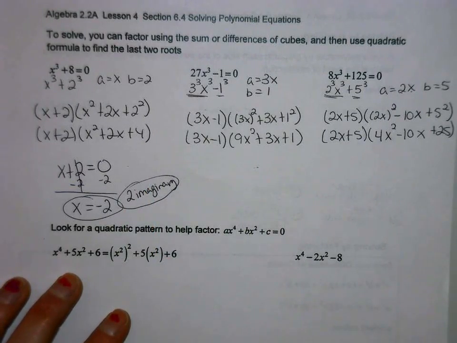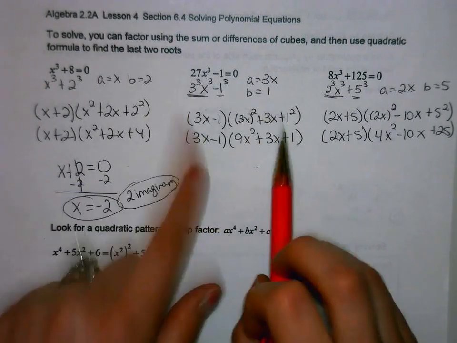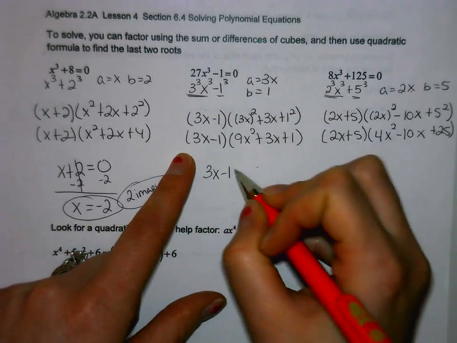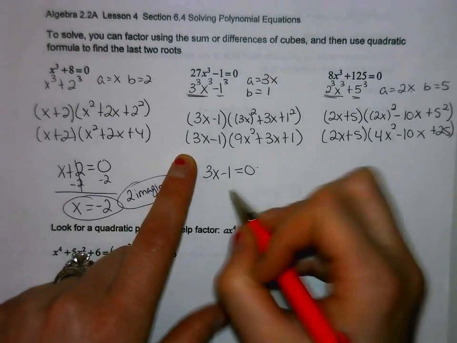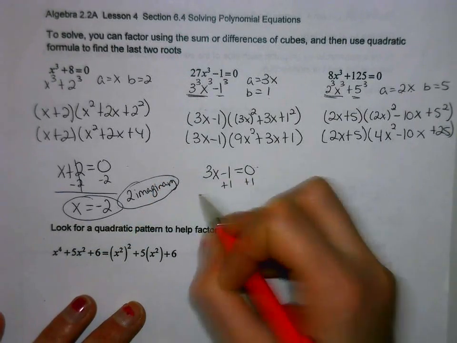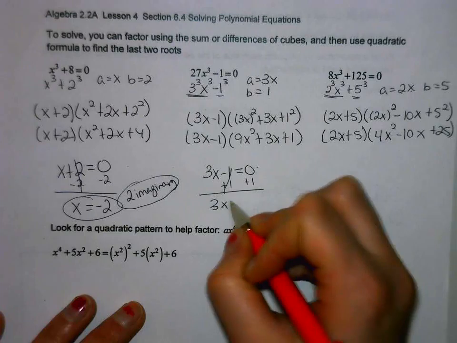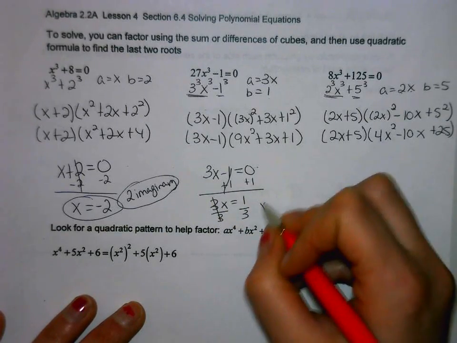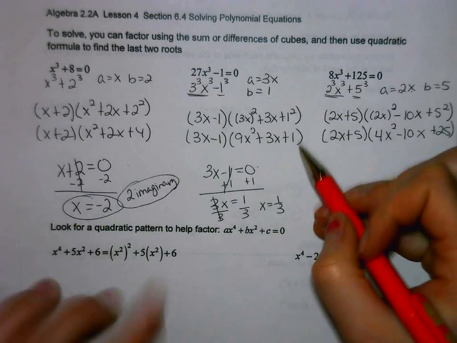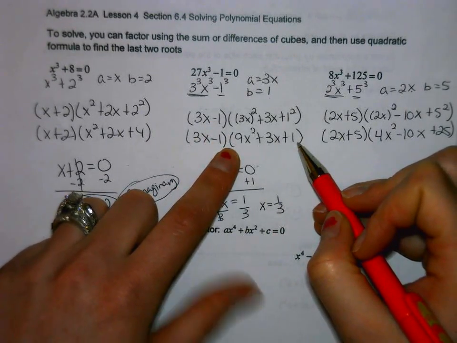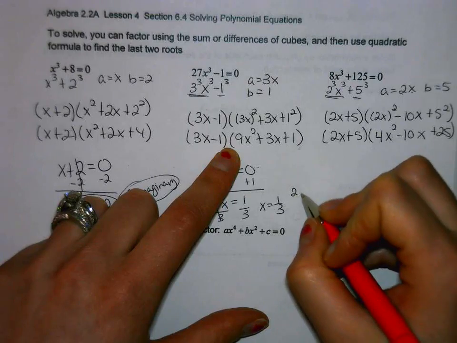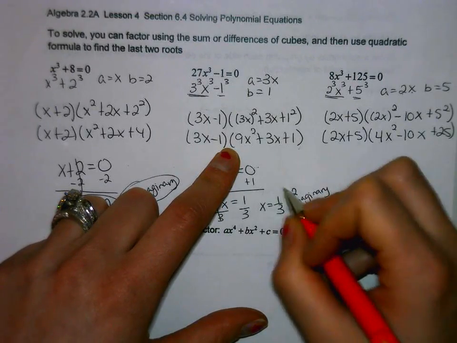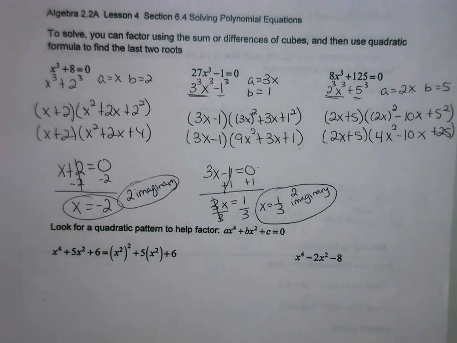If we look at the next one, we factored it. So we take our first group, 3x minus 1, and set it equal to 0. If we add 1 to both sides, 3x equals 1. Divide both sides by 3, so x equals 1/3. And like I said before, we're not doing the quadratic formula yet, so we are going to be just left with 2 imaginary answers. So for right now, this is how we're going to write our answers.